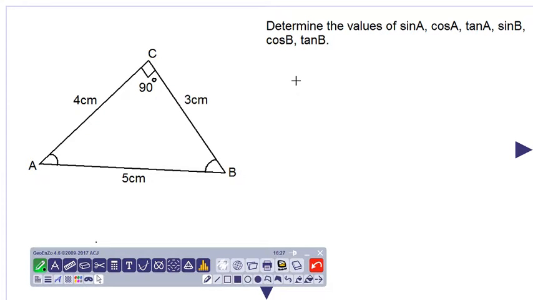Hello everyone, let us work out these trigonometric ratios. We have sine A, cosine A, tan A, sine B, cosine B, and tan B. So let's start with angle A.